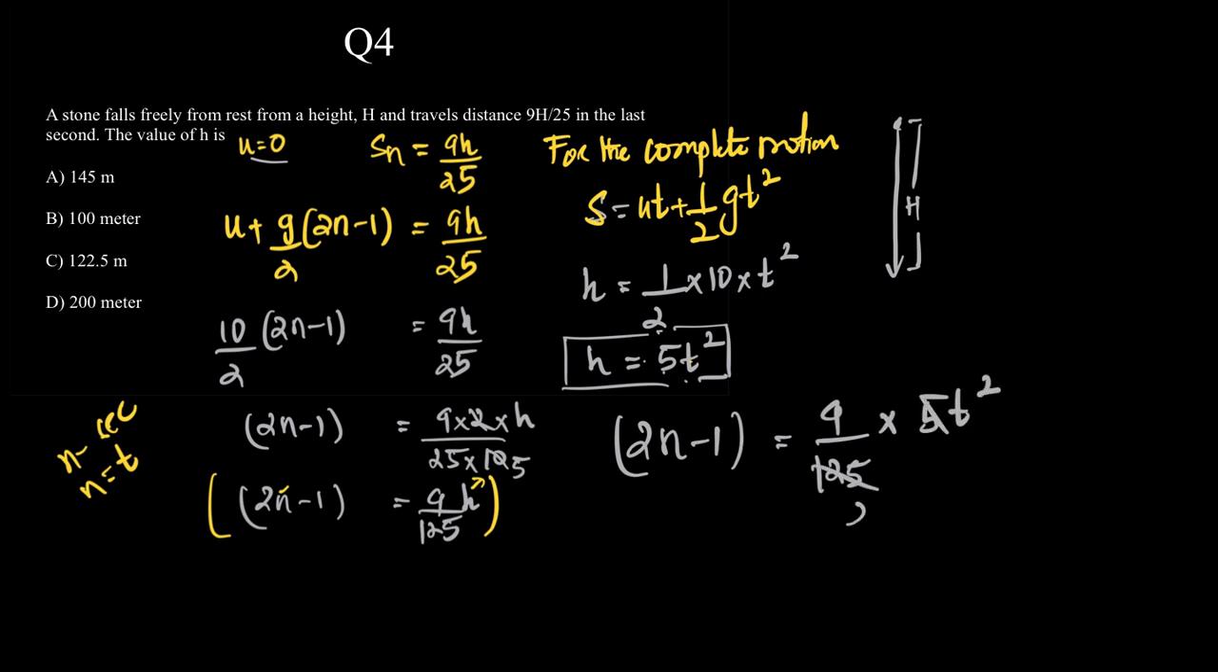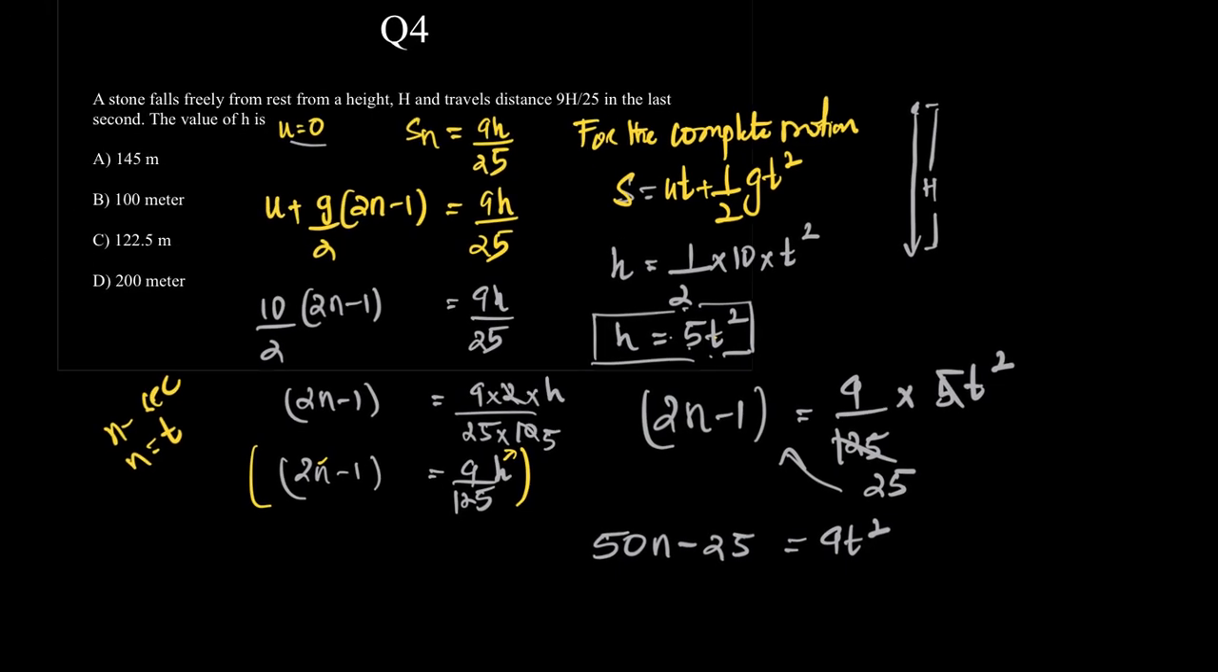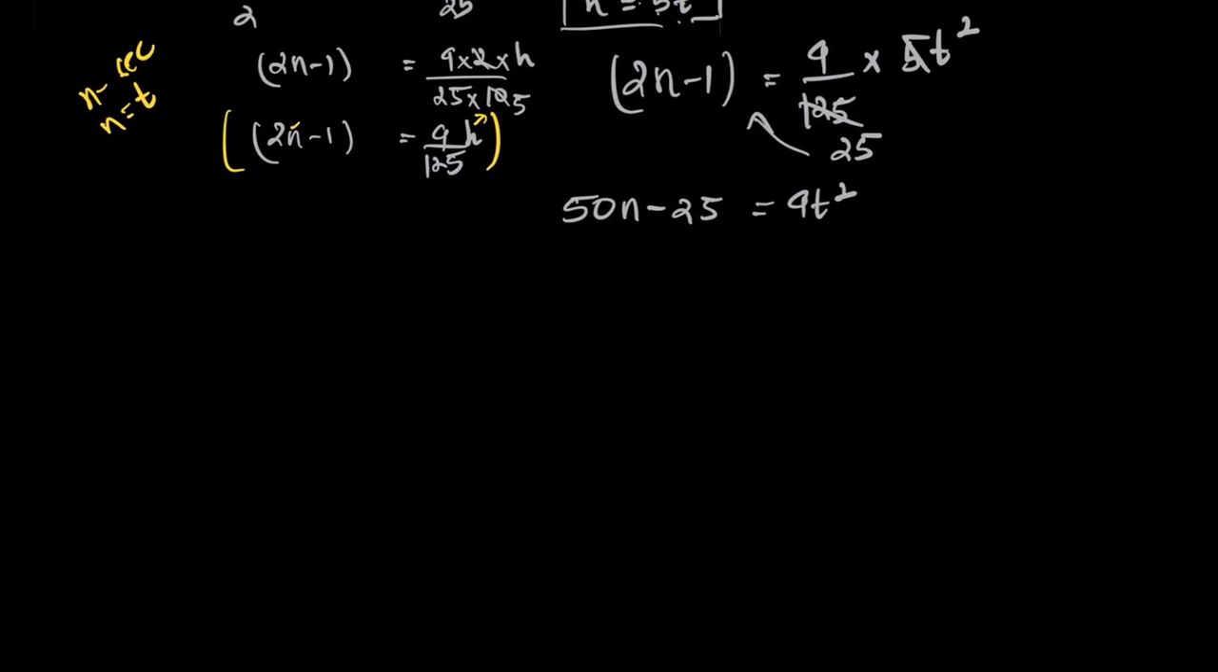So now 5 times 25 is 125. So 25 will cross multiply. 25 into 2 is 50n minus 25 is equal to 9t square is the equation. I always prefer solving the quadratic equation 9t square minus 50t plus 25. So we have a is equal to 9, b is equal to minus 50, and c is equal to 25. In which case, what is t equal to?